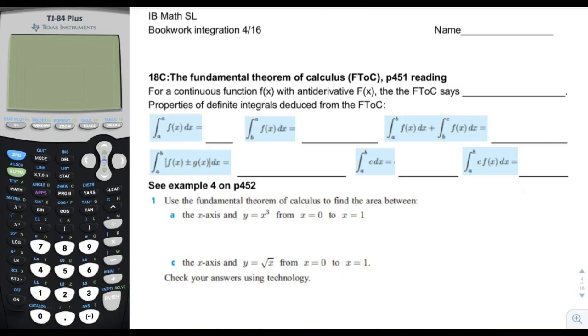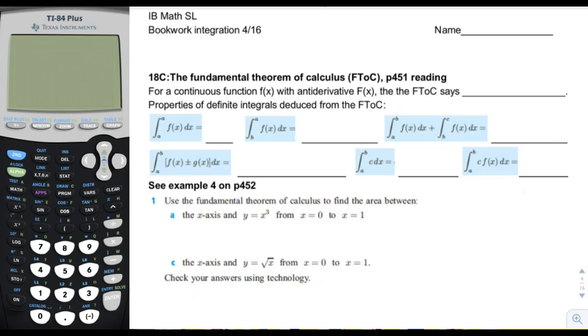Okay, for page 4 of integration, we're going to start with the fundamental theorem of calculus, which basically says that integrals are the opposite of derivatives. If you know the derivative, you can reverse it, and then also calculate integrals, which are area formulas. So let's write the fundamental theorem of calculus out. It's usually written like this.